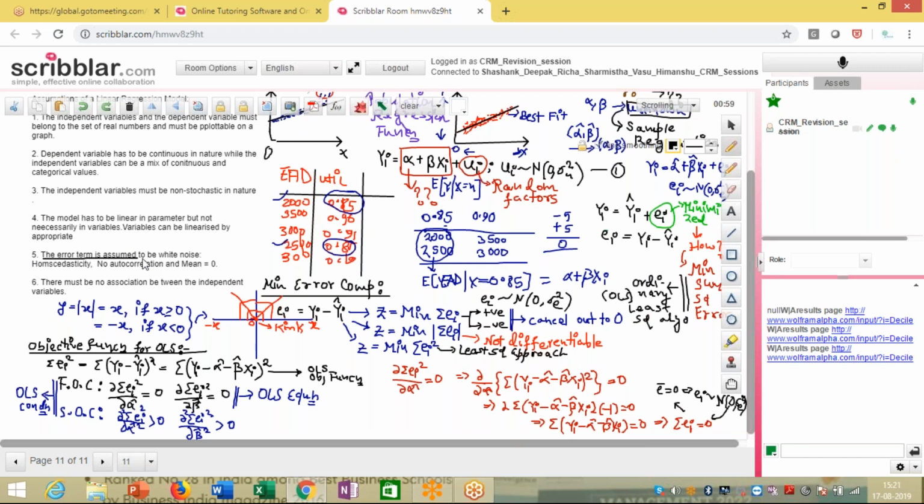So this is the fifth assumption that we talk about. The error term is assumed to be white noise, no autocorrelation, and mean equal to 0. So basically, you can use the OLS to minimize the sum of squares of the errors if and only if the summation of ei is equal to 0. And this is again the reason why summation ei cannot be used as an objective function. Right? So is this part clear?